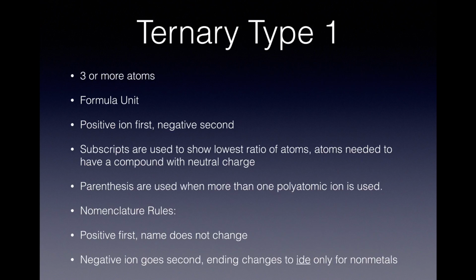Ionic type 1 has three or more atoms, and the formula unit is positive ion first, negative second. Subscripts are used to show the lowest ratio of atoms needed to have a compound of neutral charge. Parentheses are used when more than one atomic ion is used. So when we use polyatomic ion plus atomic ion, which is positive and negative, we will use parentheses. And the rule is positive first, and the name doesn't change.